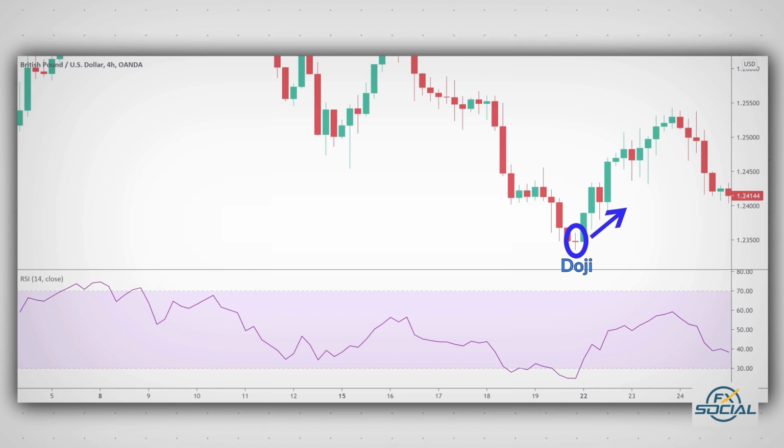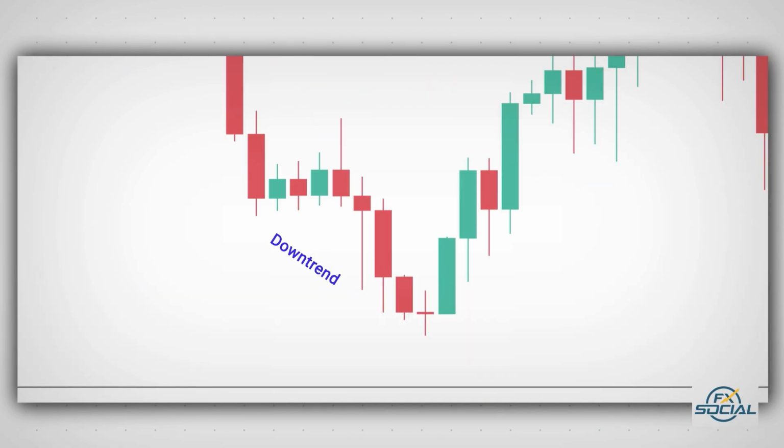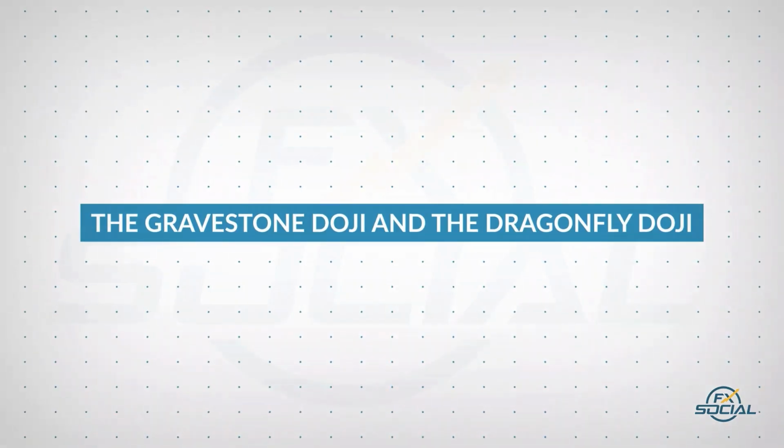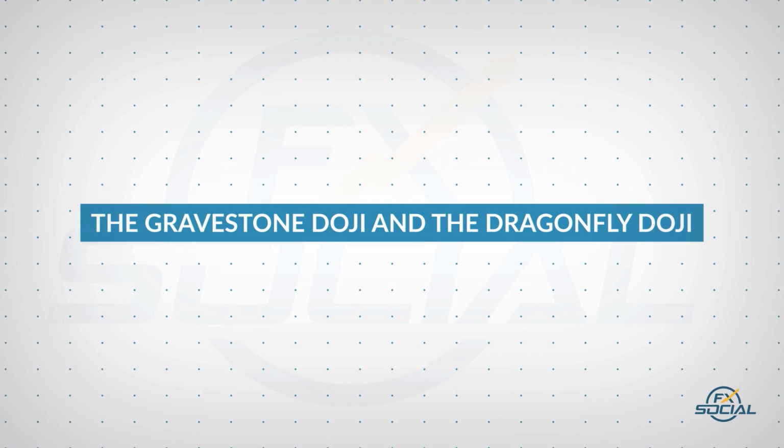Here, the RSI shows that the market is currently in overbought, and a possible reversal might occur soon. During a downtrend, the next candle needs to close above the upper shadow of a long-legged doji, the gravestone doji, and the dragonfly doji.